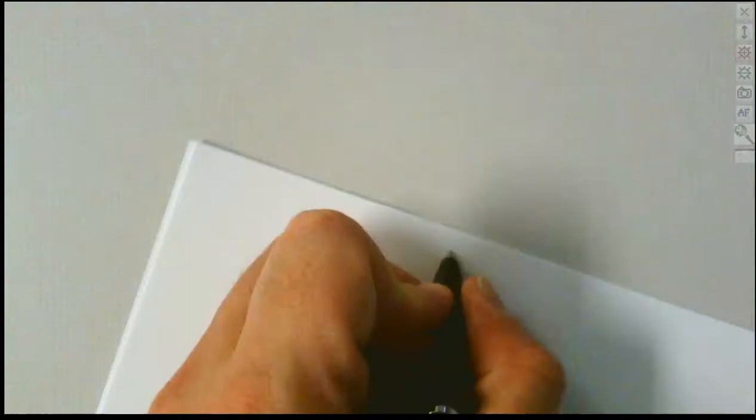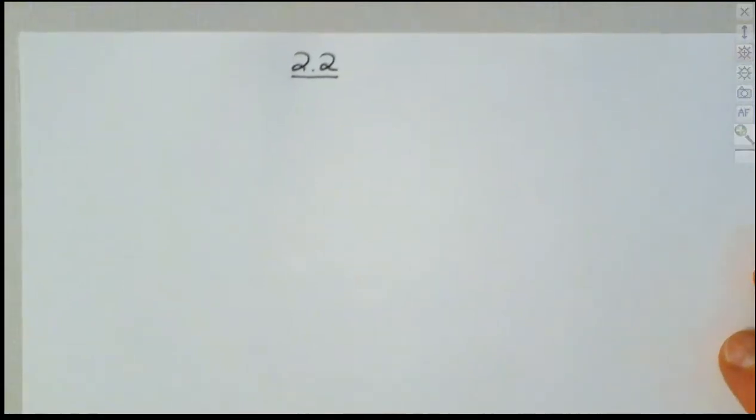And look at 2.2. Just about time to get started here. So we just did 2.1, and when we did 2.1, we were learning how to move things across with addition and subtraction, right?